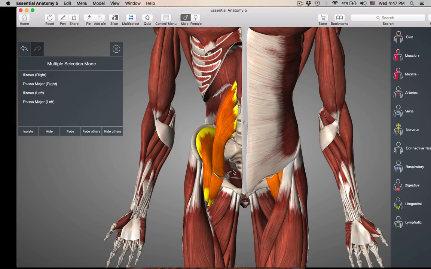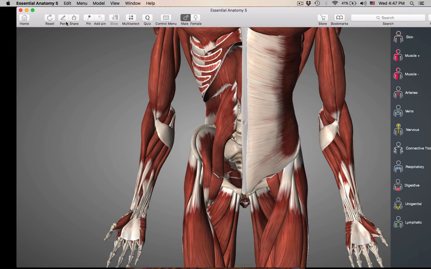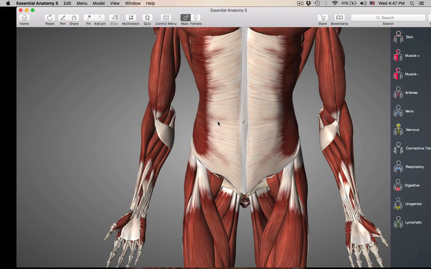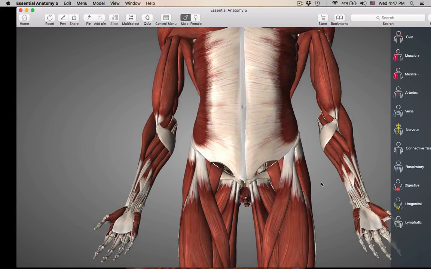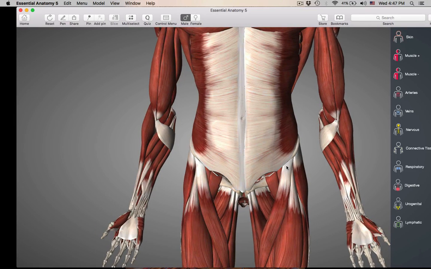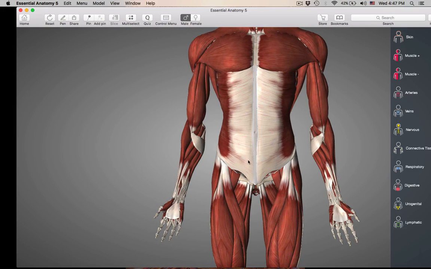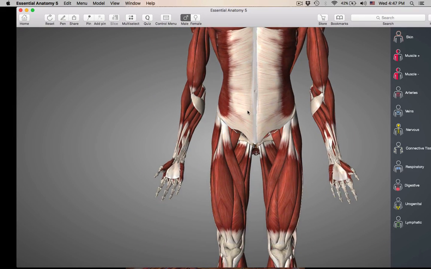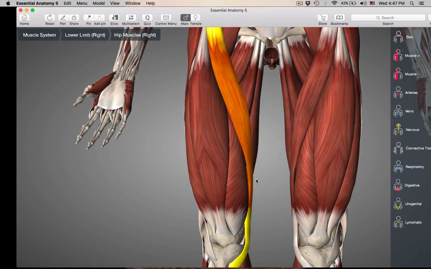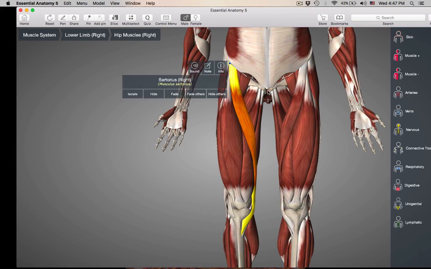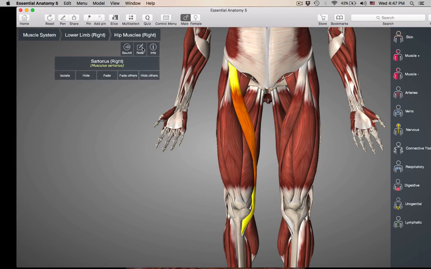So the next muscle, let's go back and put everything back together and reset. So now we reset everything. Now the next muscle, we have a right and left. I hate it when it does that. We have a right and left. This is Sartorius.